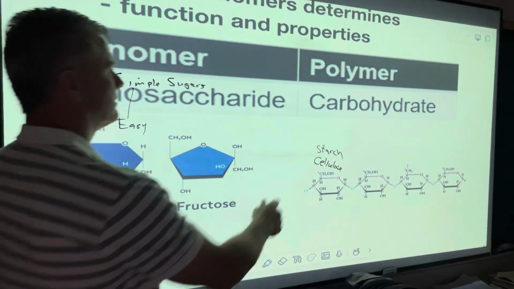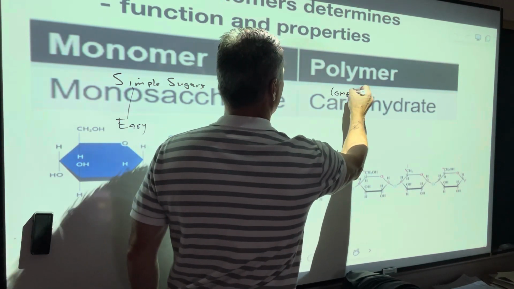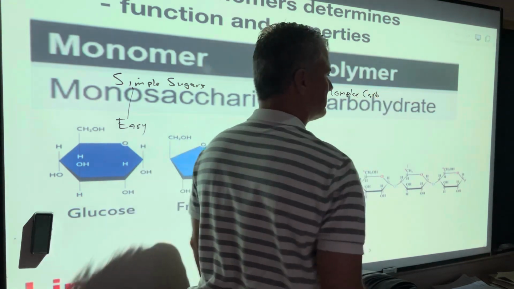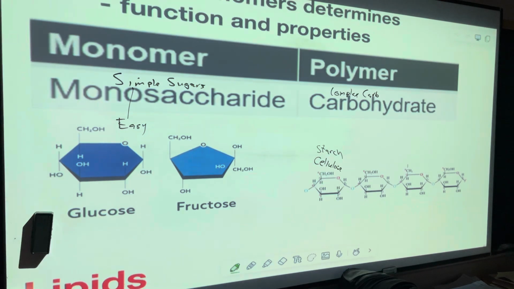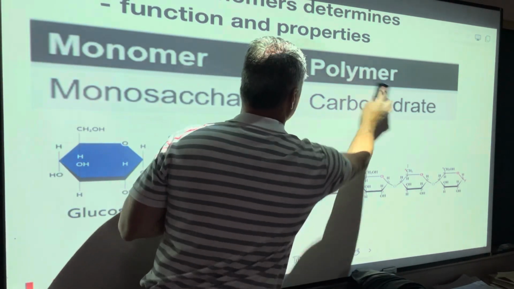Now, carbohydrates that are big like this are called complex carbs. Complex just means it's going to take a long time to get the energy out, because it has to break that long chain. And again, we can eat paper, but we can't digest it because it won't stay in our system long enough. Okay? Any questions?